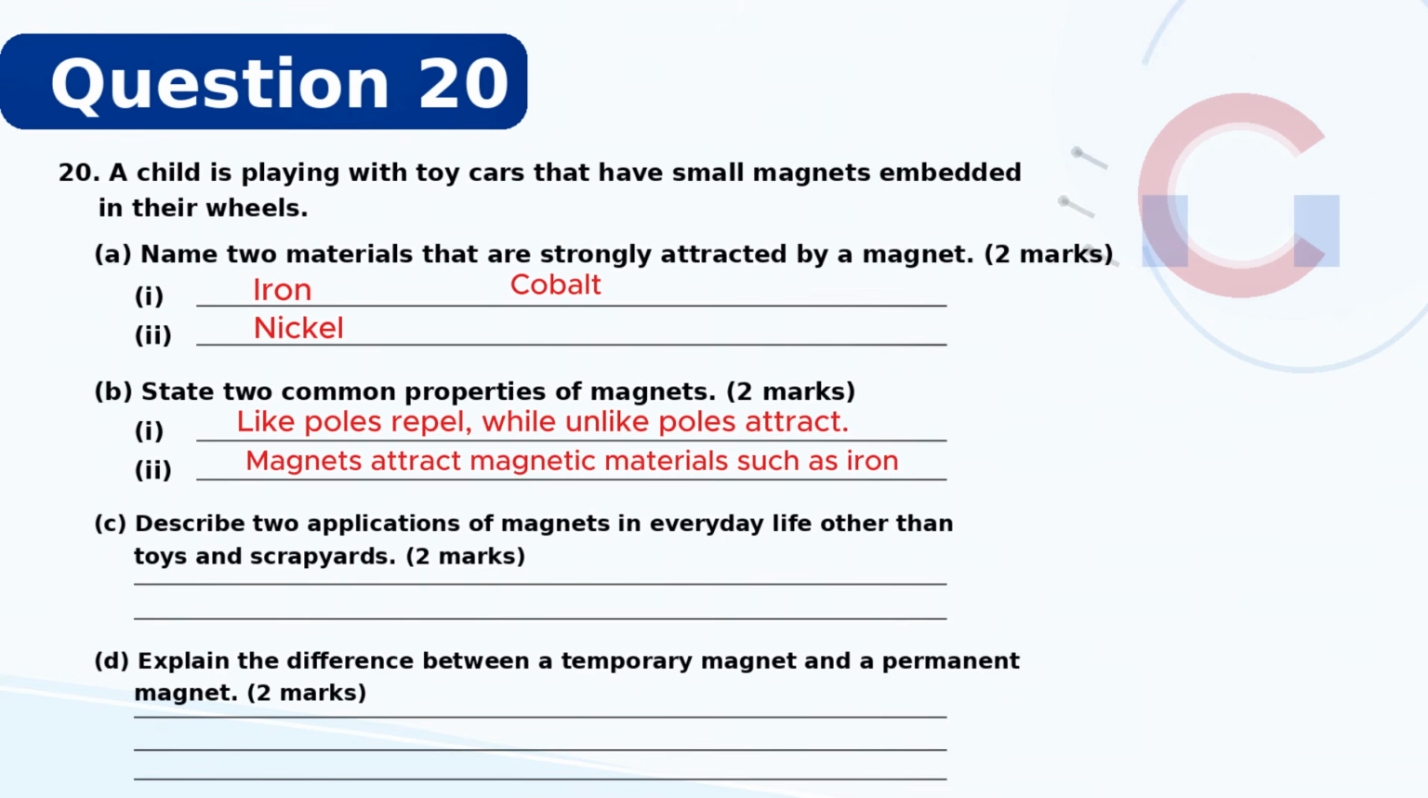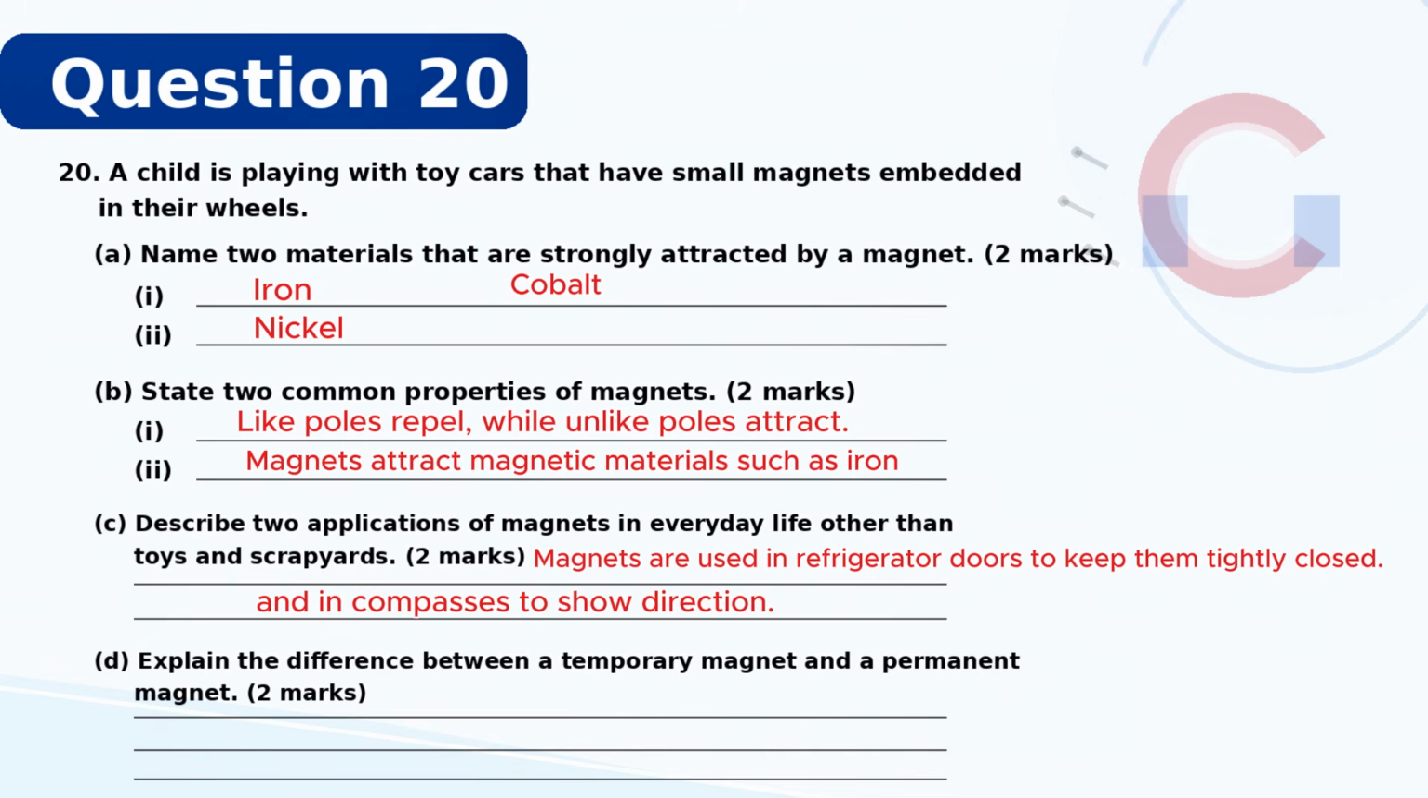Then describe 2 applications of magnets in everyday life other than toys and scrapyards. So what do we use magnets for? Now this is not a hard question. This is very easy because refrigerator doors, for example, use magnets to hold the door tightly closed. Also compasses. For compasses, a magnetic needle points north. North, south for direction. So we need magnets in everyday applications. One of the everyday appliances is a refrigerator. We also need compasses, and all these use magnets.